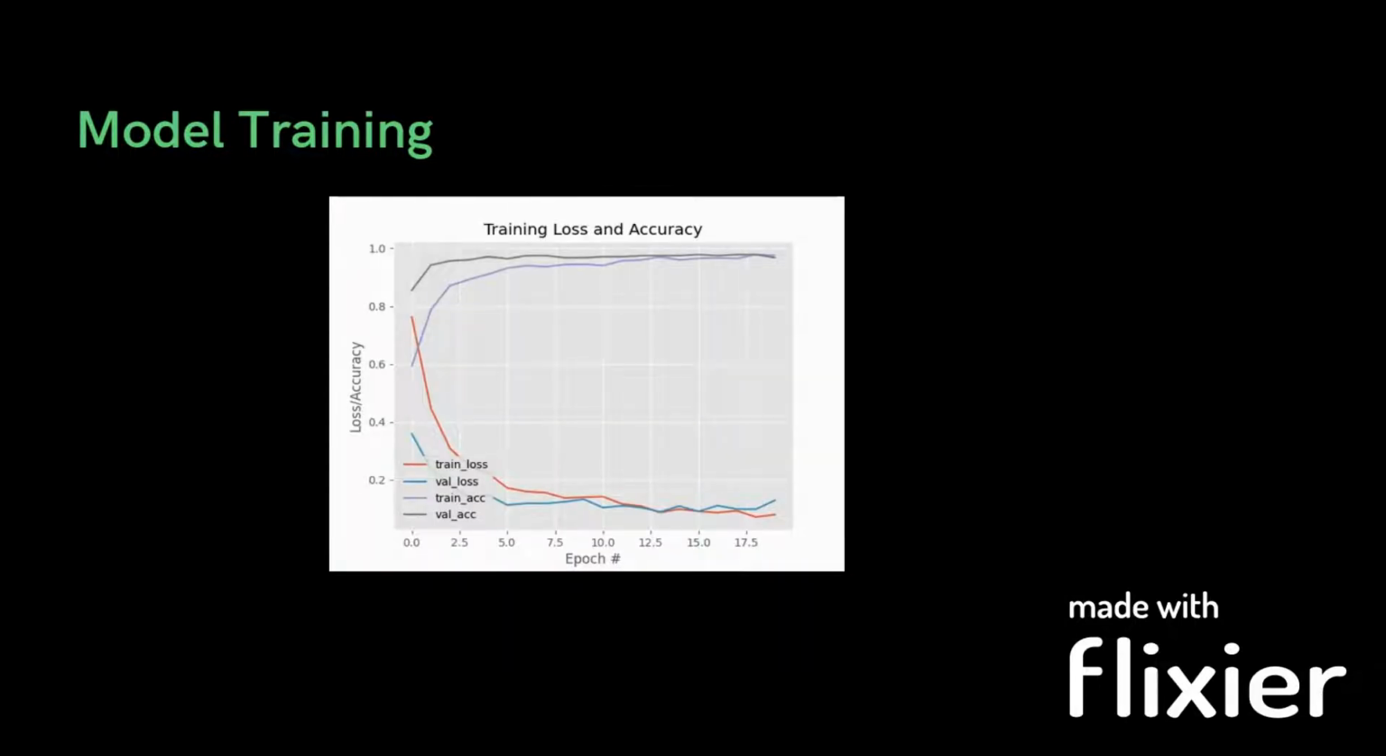The model was trained for 20 epochs because, as you can see, after about 15 to 17 epochs, what happens is the validation loss consistently exceeds the training loss, and this is a telltale sign of overfitting.